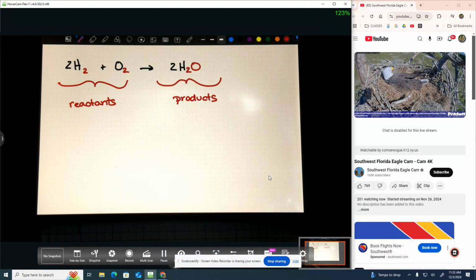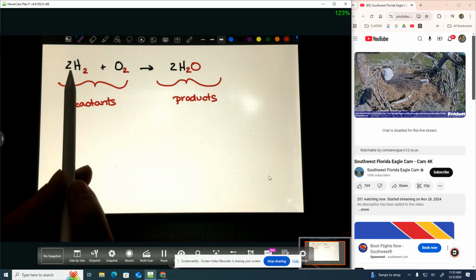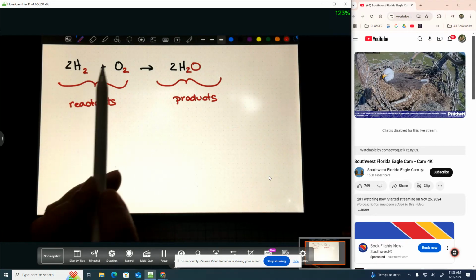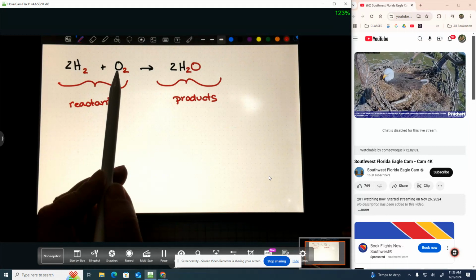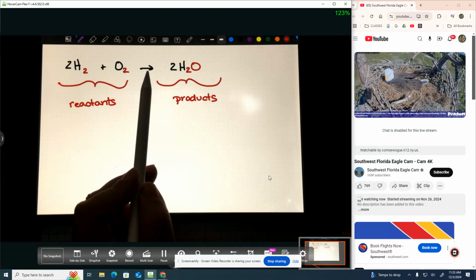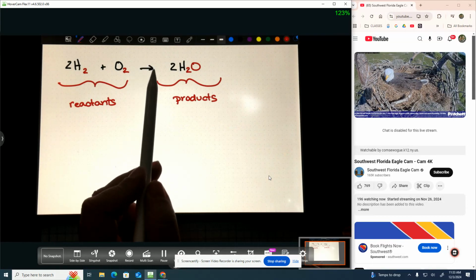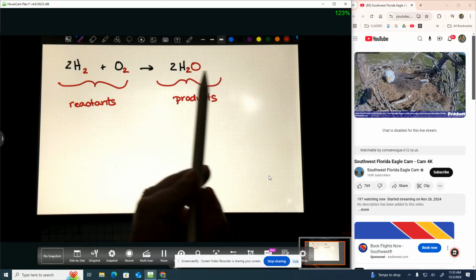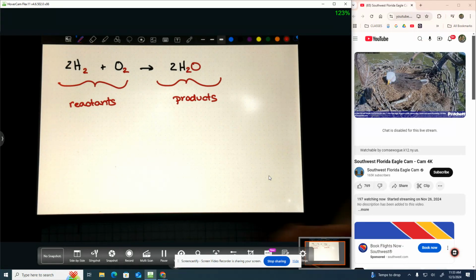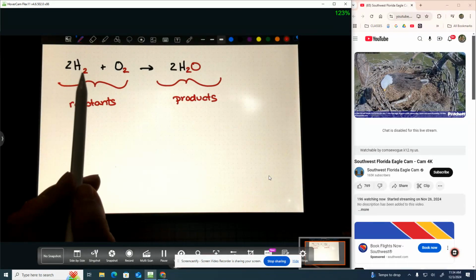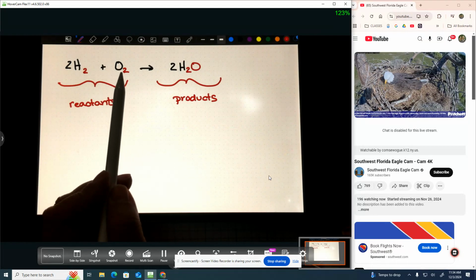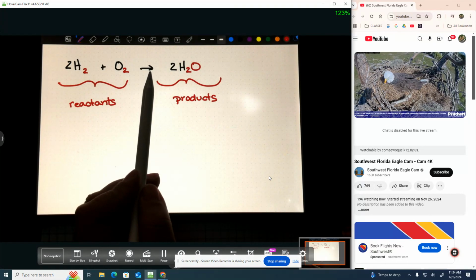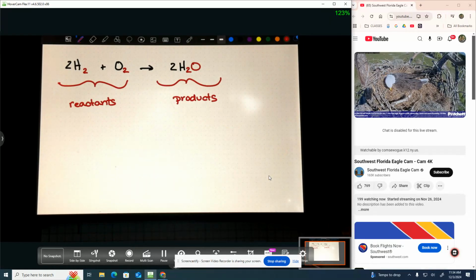Sure, whatever you say. So when I go to read this, this is what it's saying. 2 moles of hydrogen and 1 mole of oxygen will produce, yield, makes, creates, whatever you want to say here for this arrow. Just usually use the word yield. I'll probably say makes or creates. Okay. 2 moles of H2O. 2 groups of hydrogen and 1 group of oxygen will make, create, yield 2 waters.